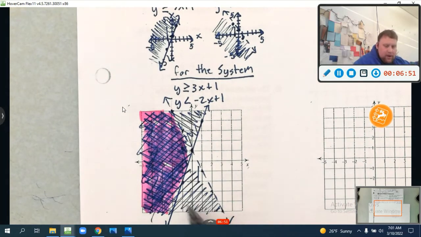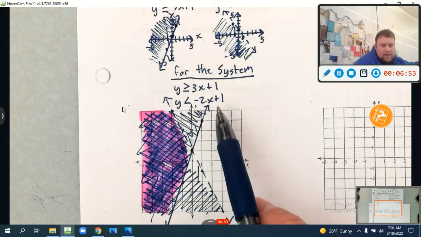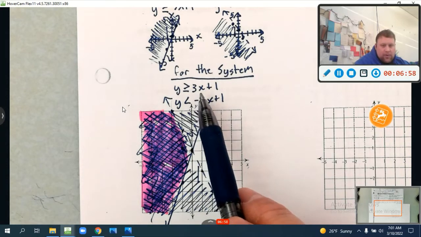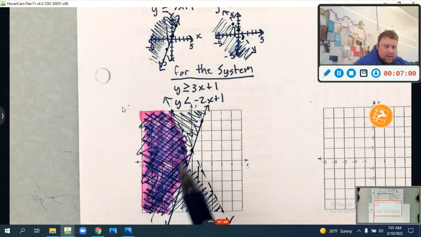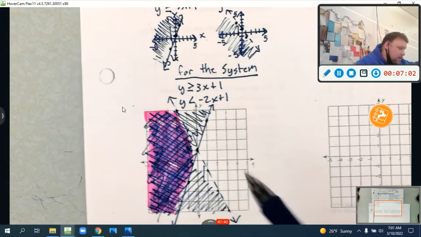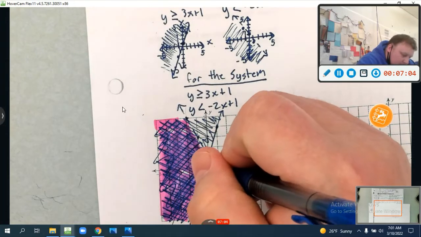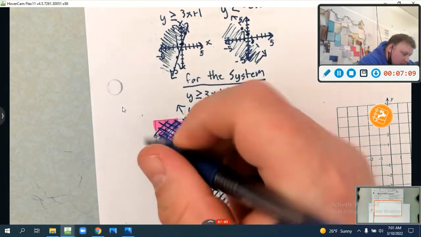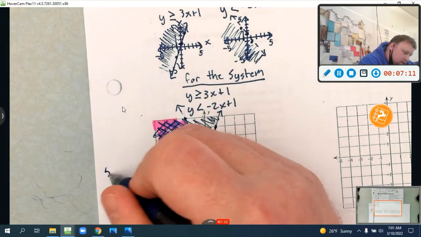This part right here is only shaded for the y is less than negative 2x plus 1. This top part is only shaded for the y is greater than or equal to 3x plus 1. But this area is for both. Okay? And I'm just going to pick a point: negative 4, 1. We're going to write it right here. And I just want you to write solution region.